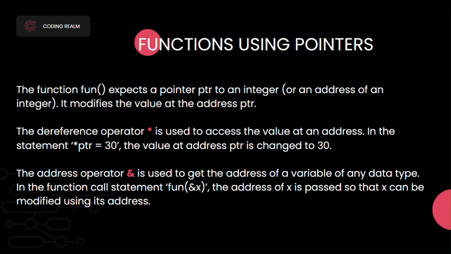The address operator, the ampersand, is used to get the address of a variable of any data type. In the function call statement fun(&x), the address of x is passed so that x can be modified using its address.